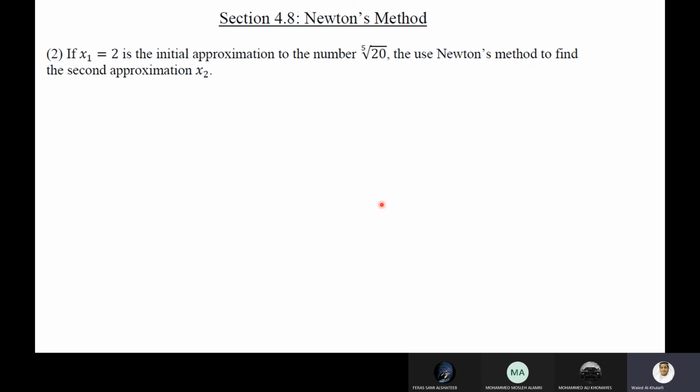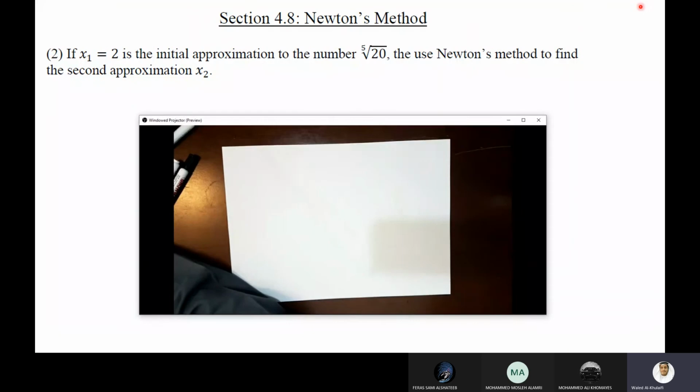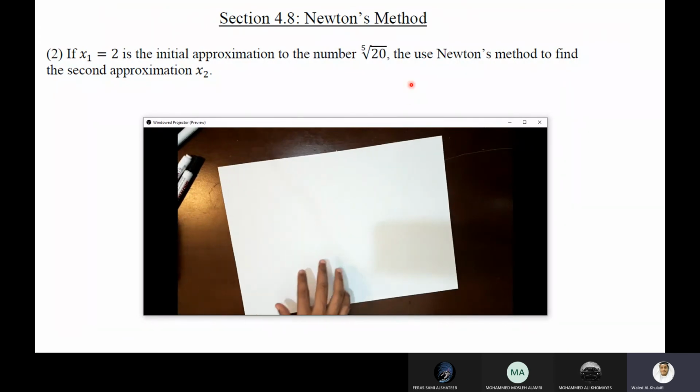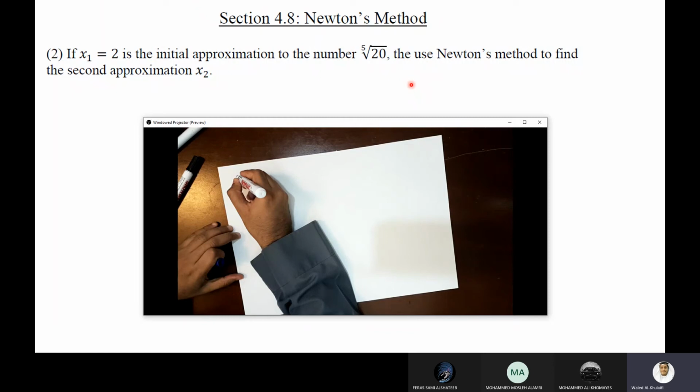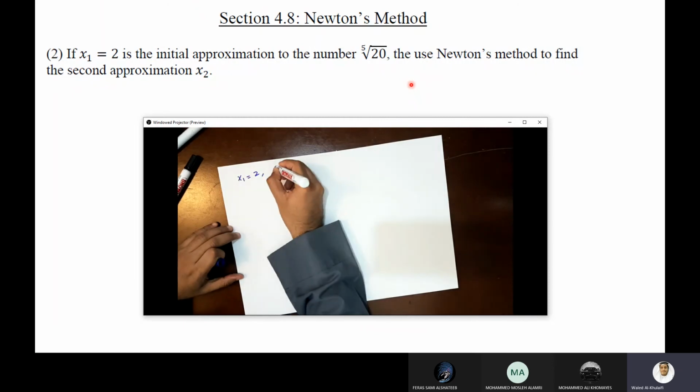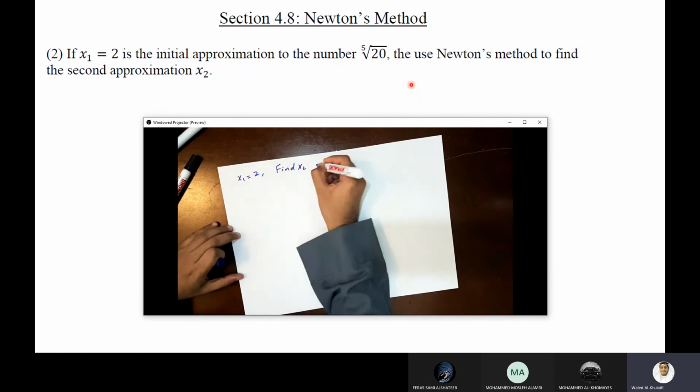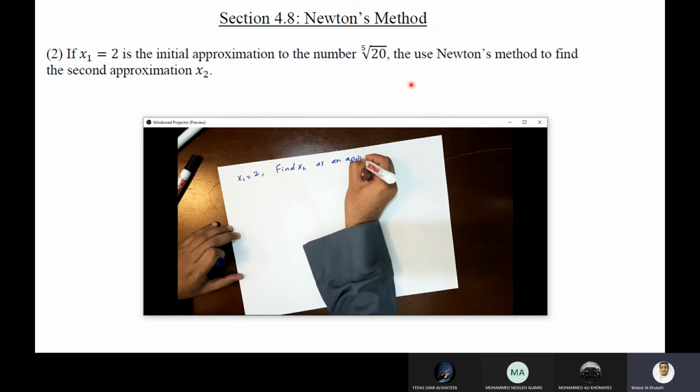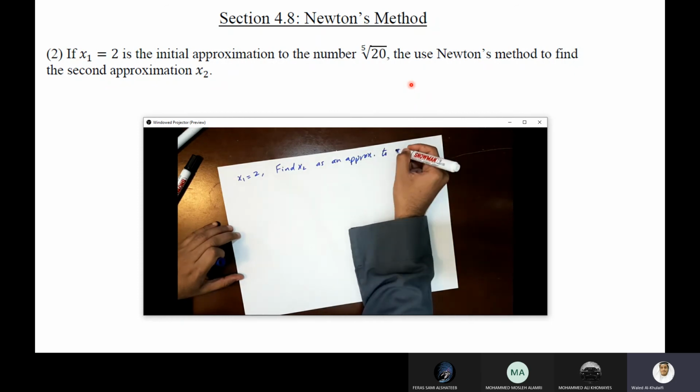If x1 is equal to the initial approximation to the number, the fifth root of 20, then use Newton's method to find the second approximation x2. So what should I do? He told you x1 is equal to this, find x2 as an approximation to this.